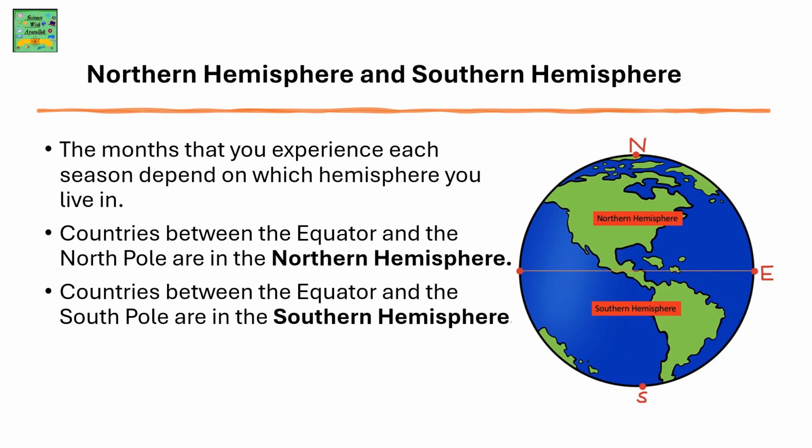Northern Hemisphere and the Southern Hemisphere. The months that you experience each season depend on which hemisphere you live in. Countries between the equator and the North Pole are in the Northern Hemisphere, and the countries between the equator and the South Pole are in the Southern Hemisphere.